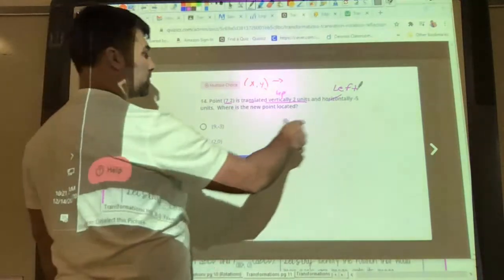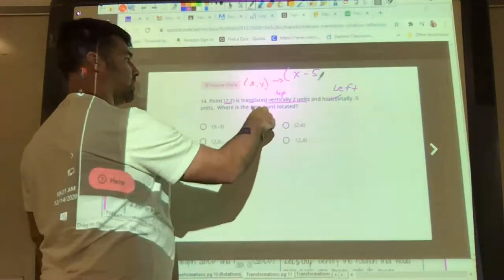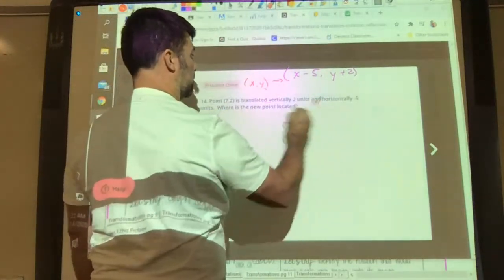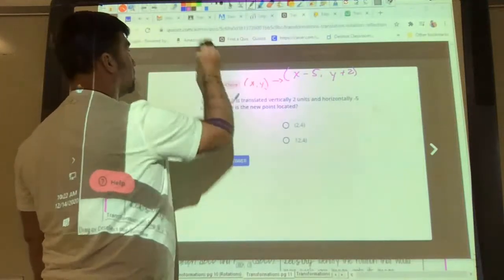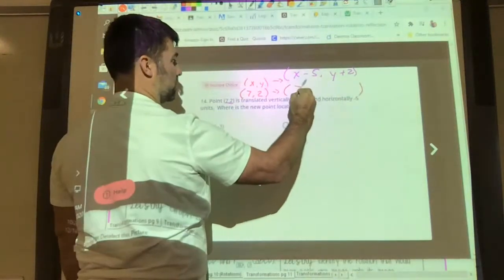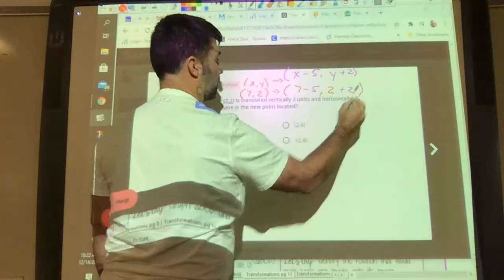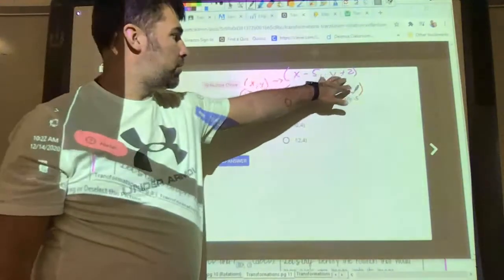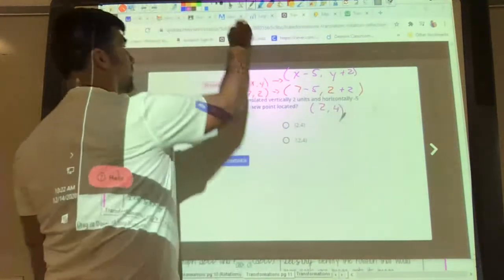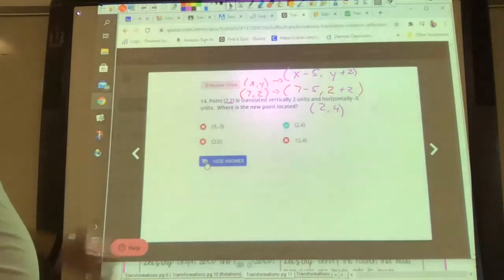Algebra-wise, this is what it means. So if I go left 5, that's X minus 5. If I go up 2, that's Y plus 2. So that's the rule. Well, if X, Y is 7, 2, and I plug that in, 7 is X, 2 is Y. That says left 5, up 2, so 7 minus 5, I got 2. 2 plus 2 is 4, so your answer would be 2, 4. Now, if you can visualize that without doing all that, go for it. But there's how you would kind of do it on paper if you chose not to graph it.